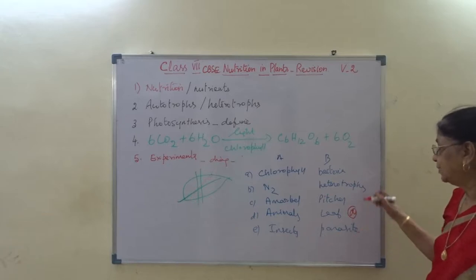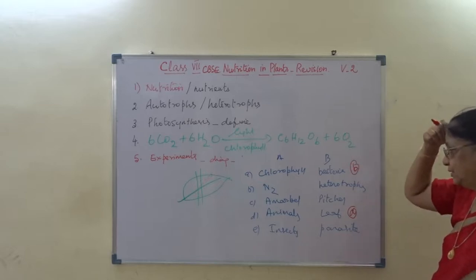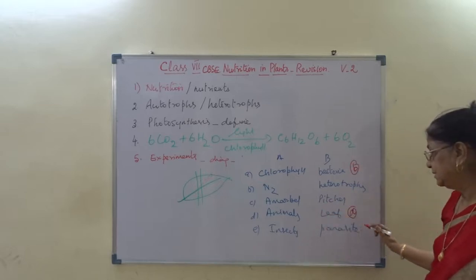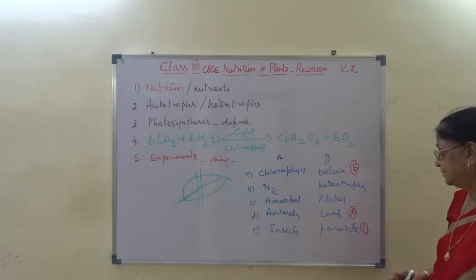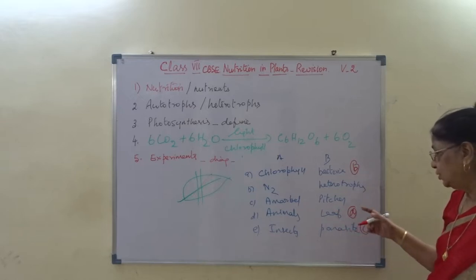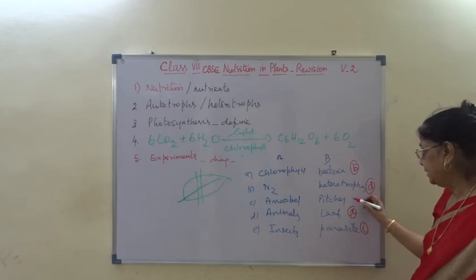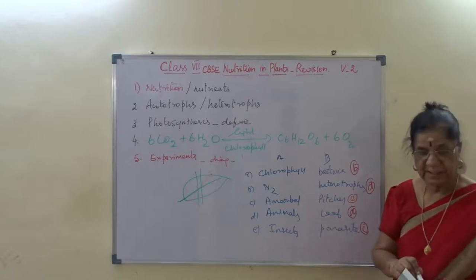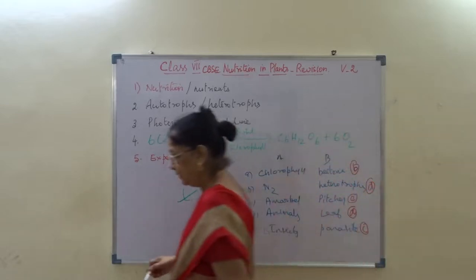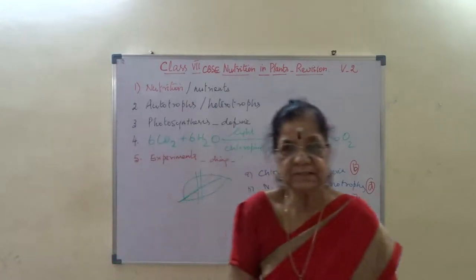Nitrogen is fixed by bacteria. Amabel is a mosquito, it is a parasite. Then animals, they are always heterotrophs. They cannot prepare their own food. Then insects, pitcher plant. Okay, I hope you can understand this type of matching.